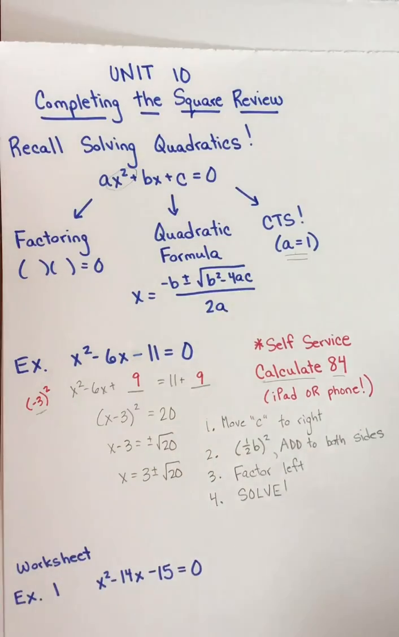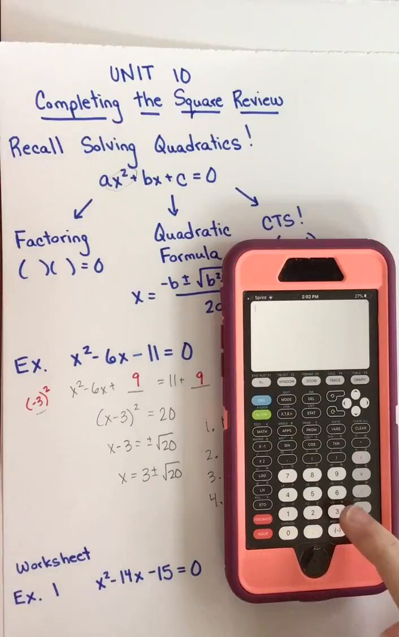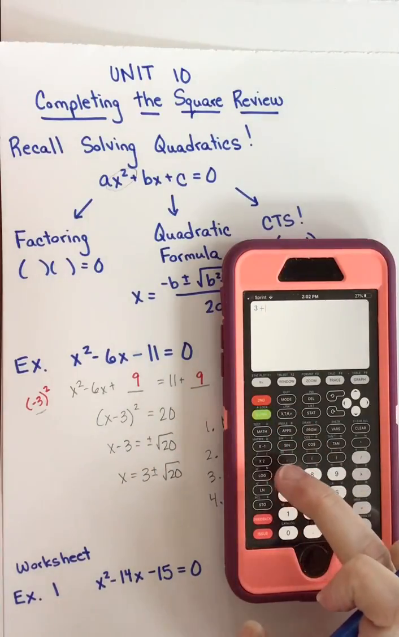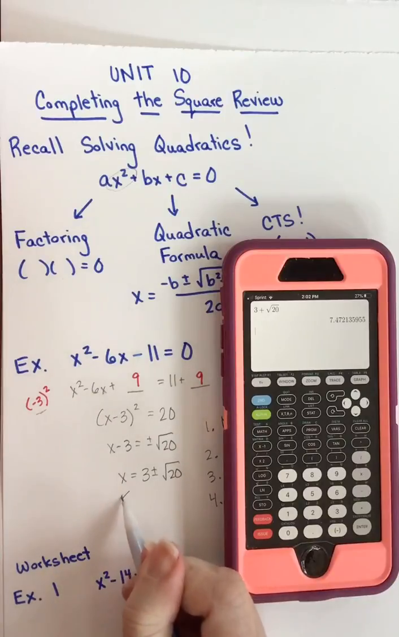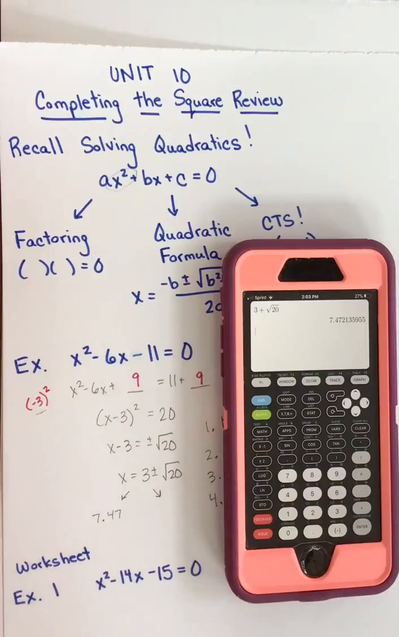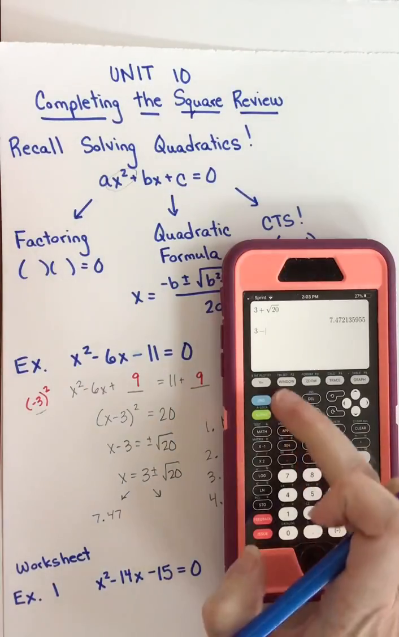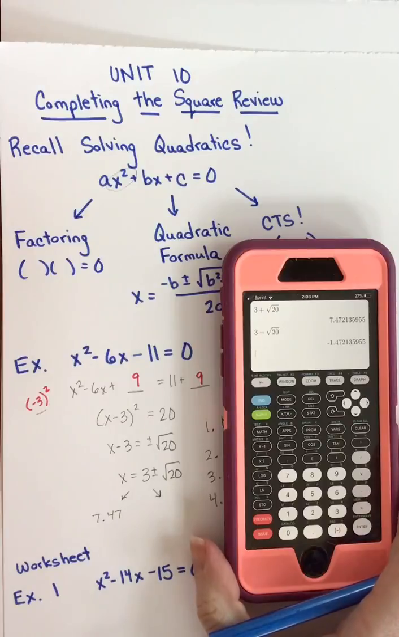Now it's time for the calculator. Take the lid off, turn it on, or open the app, turn it on. I'm going to type in 3 plus square root of 20. Okay, that looks just like we're used to seeing. And that gives me 7.47. I can do that again. 3 minus square root of 20. And that gives me negative 1.47.